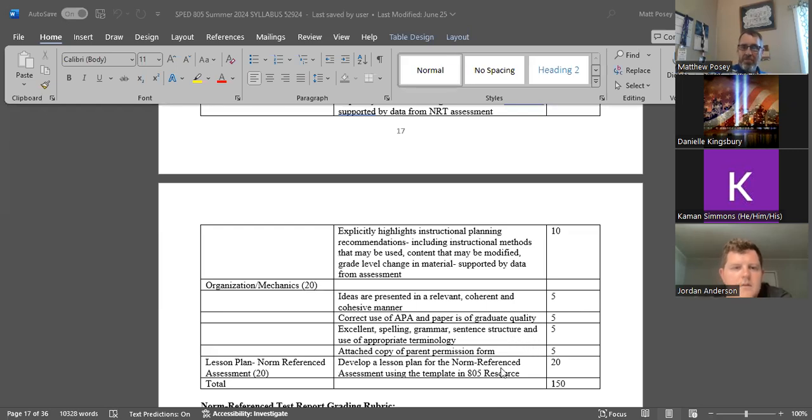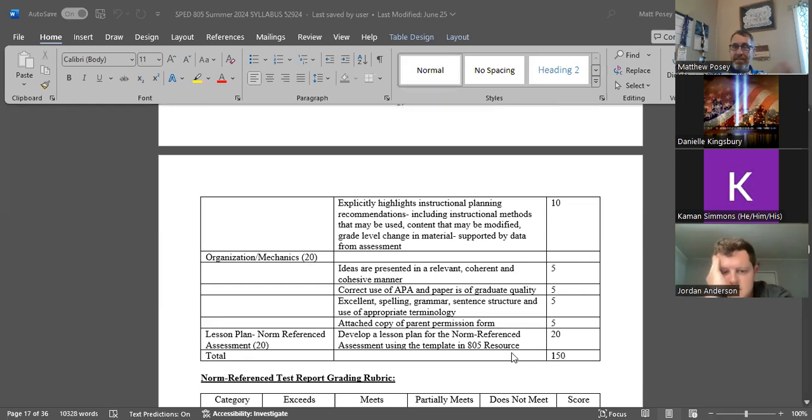Then another thing, remember, you're going to take the data you've collected from the norm reference and use that data only to create a lesson plan based on the weak areas identified from this normed assessment. We're not going to pull information from the informal. You've already done that. This is strictly over the norm reference. So don't forget to use the templates provided in 805 resources, and include that lesson plan.